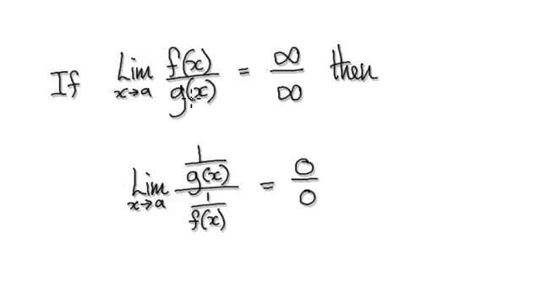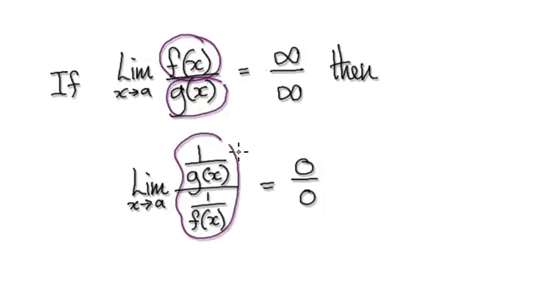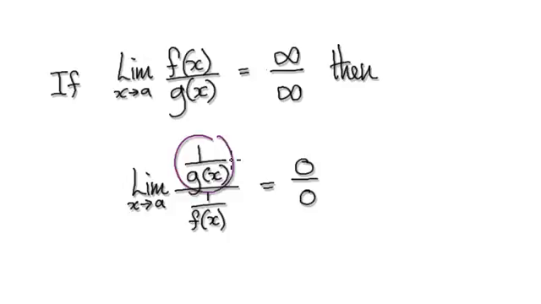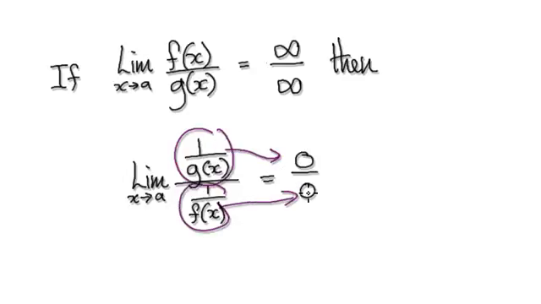So in a way, even though you've got infinity over infinity, it is a case of 0 over 0. So you can apply L'Hopital's rule. Even though f of x is heading towards infinity and g of x is heading towards infinity, if you rewrite it like this, you've got a case of heading towards 0 over heading towards 0. So you can apply L'Hopital's rule.